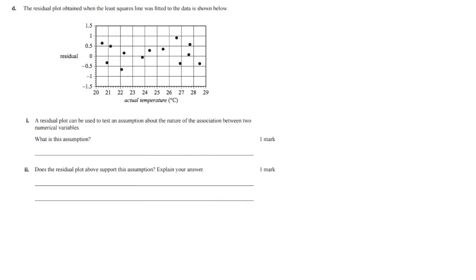In part D of this question, we know that the residual plot obtained when the least squares line was fitted to the data is shown below. In part i, a residual plot can be used to test an assumption about the nature of the association between two numerical variables. The question is, what is this assumption for this set of data? This question is worth 1 mark, which is going to be an answer mark for the correct answer. The assumption here is that there is a linear association.